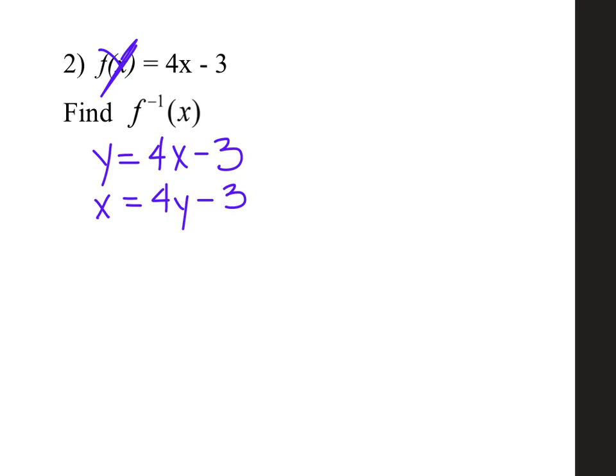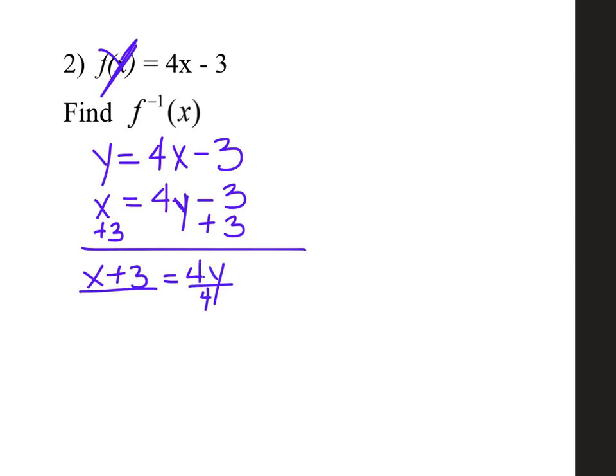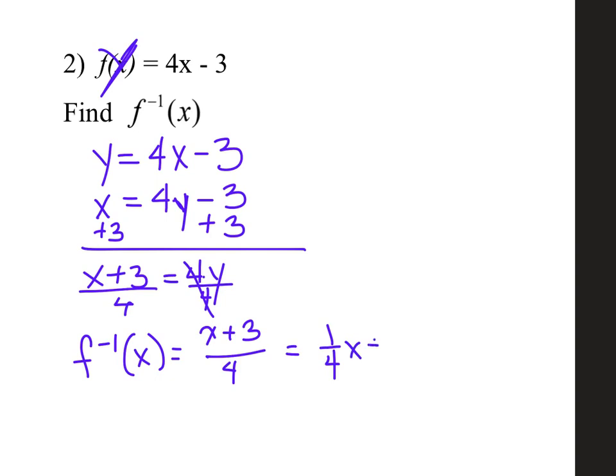It's generally 2 steps, maybe more here and there. So we add 3. We have to get rid of everything around this y. This is multiplication, so now I divide by 4. Then we replace the y with the inverse notation: x plus 3 over 4, or 1/4 x plus 3/4. That 4 is just dividing into both of those.